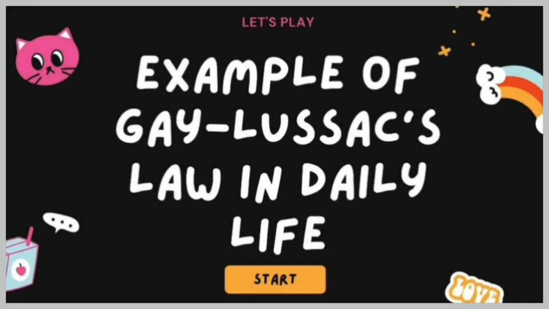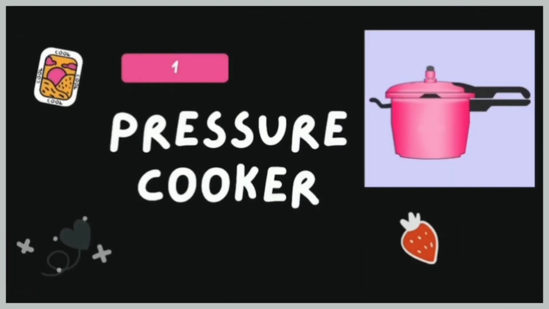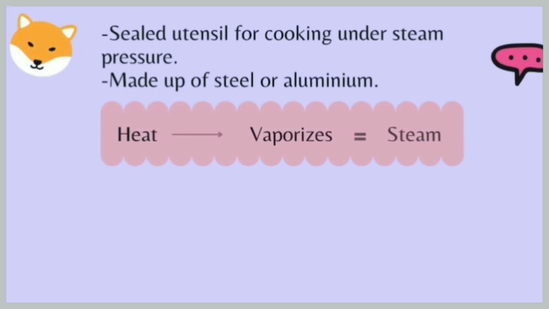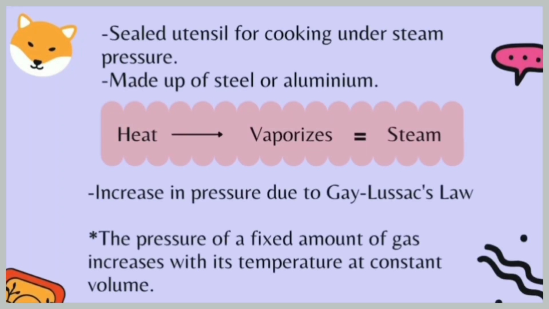Hi everyone, now we're going to share with you some examples of Gay-Lussac's law in daily life. Okay, first we have the pressure cooker. The pressure cooker is a sealed utensil for cooking food under steam pressure. It is usually made of steel or aluminium.